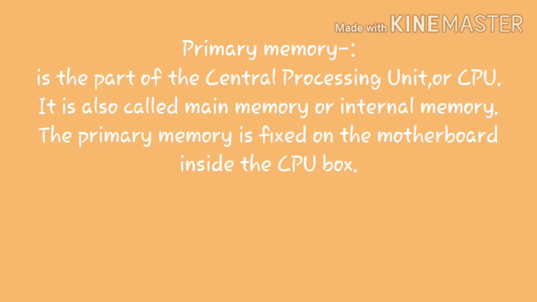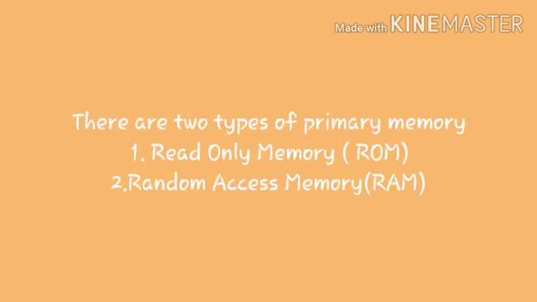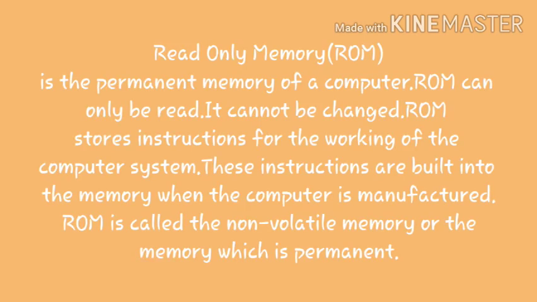So, what is primary memory? Primary memory is a part of the central processing unit or CPU. It is also called the main memory or internal memory. The primary memory is fixed on the motherboard inside the CPU box. There are two types of primary memory: read-only memory, ROM, and random access memory, that is RAM.